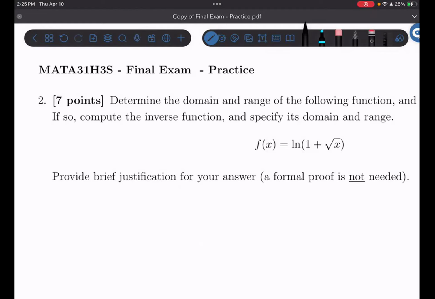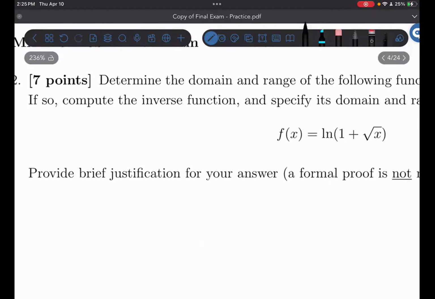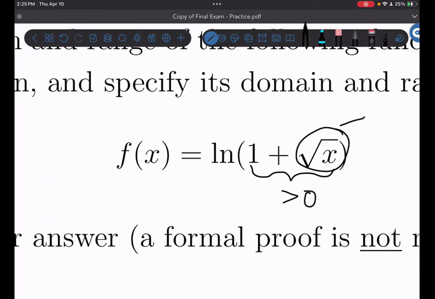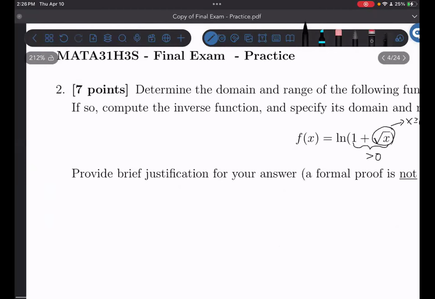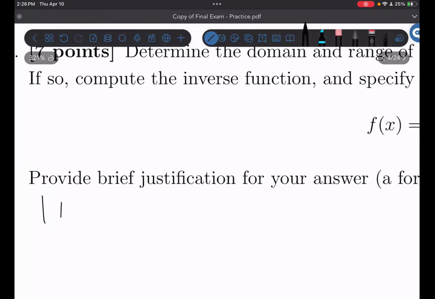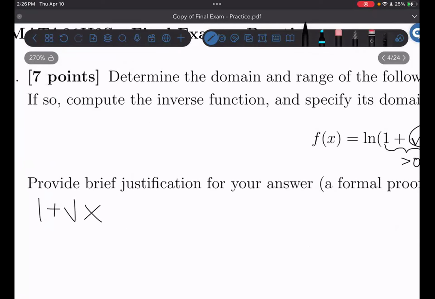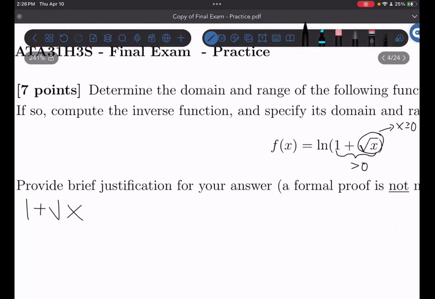So notice how the function is a natural log function. So that means whatever is in the argument, we just make it greater than 0. And also note that we have a square root of x. So my x has to be greater than or equal to 0. Okay. So we would have to see what x could be. We just know right now that x has to be greater than or equal to 0.